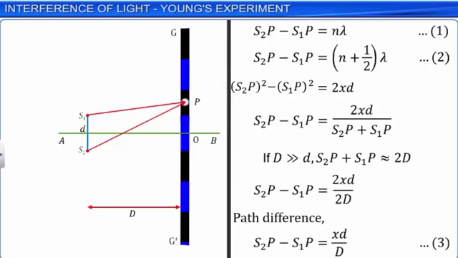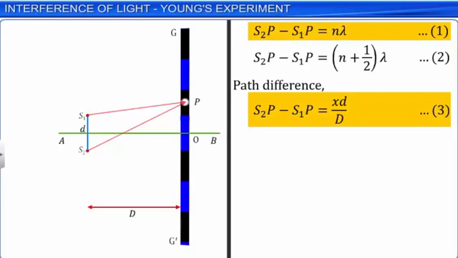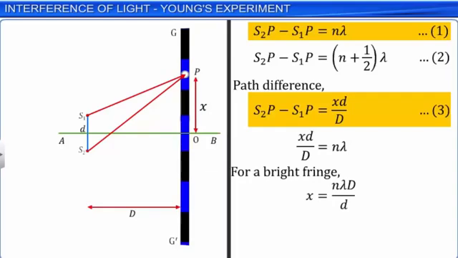From equations 1 and 3, the condition for point P to correspond to a bright band is xd by D is equal to nλ, or x is equal to nλD by d. Let this be equation 4.